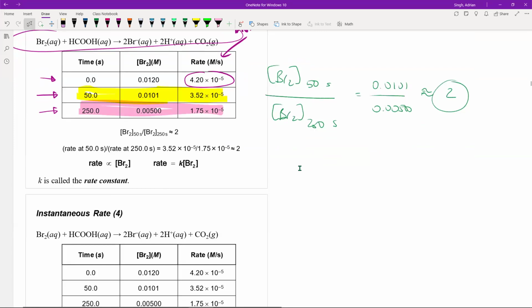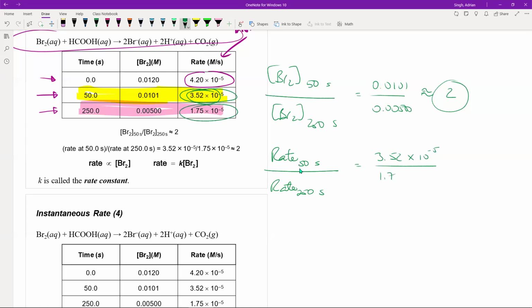Well, what happens to the rate at those 2 time points as well? If I compare the rate after 50 seconds to the rate after 250 seconds, what do I notice? I divide the 3.52 times 10 to the negative 5, after 50 seconds, by the rate at 250 seconds, 1.75 times 10 to the negative 5. Guess what? That also gives me approximately 2.